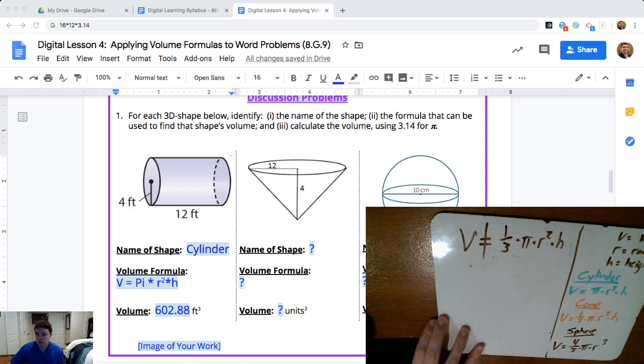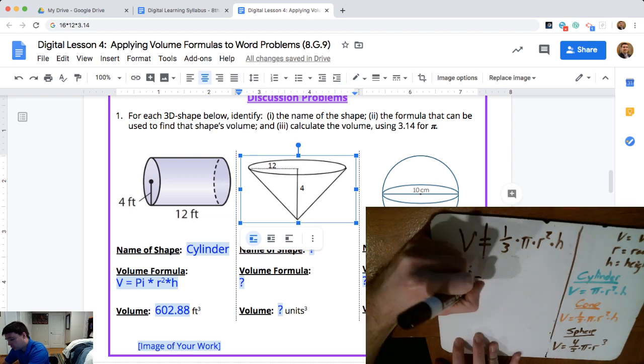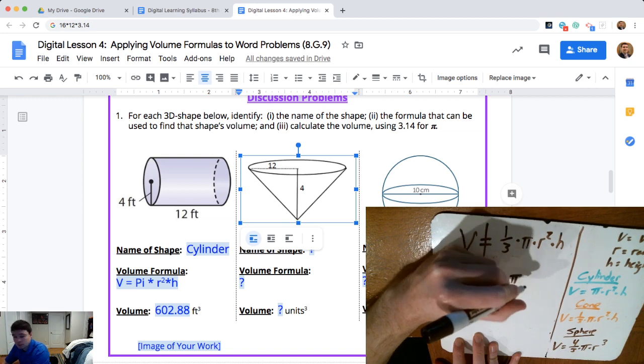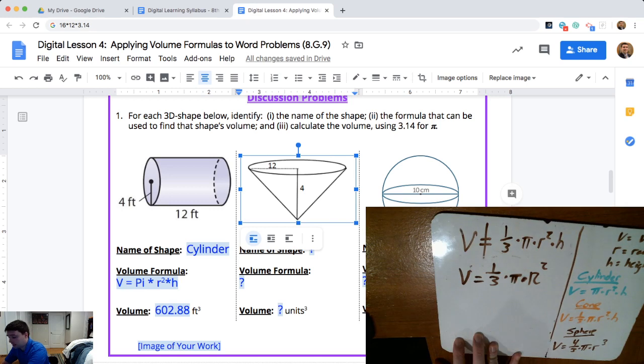So the big thing for us to identify, and this is lagging a little bit, I'm sorry about that, but the big thing for us to identify is what is the radius and what is the height for the cone. Hopefully you see this as an upside down cone, and as you're taking a look at the cone you would see that the height is 4 and the radius is 12. So into the formula we would put 1/3 times pi times a radius of 12, which is going to get squared, times a height of 4.